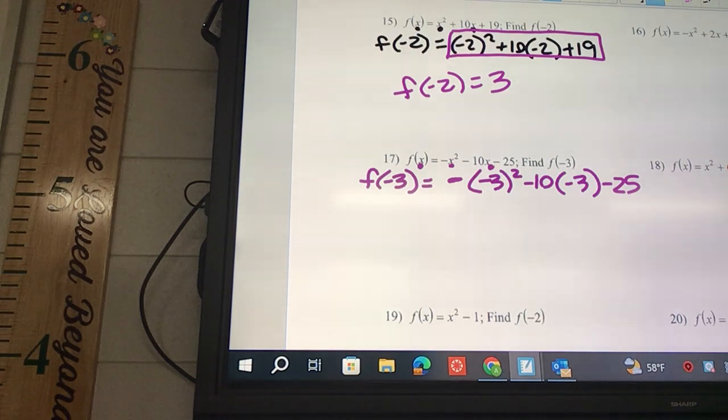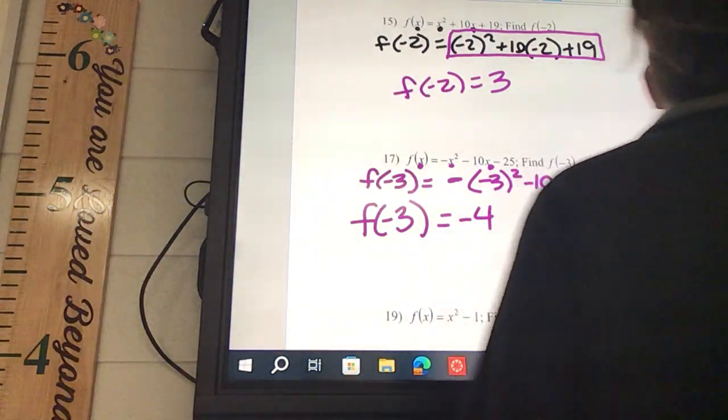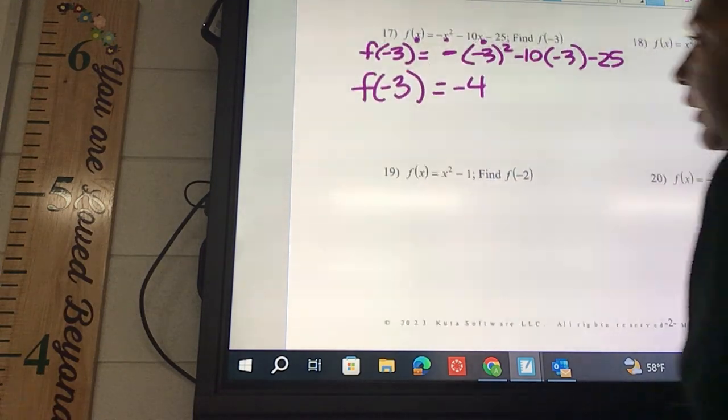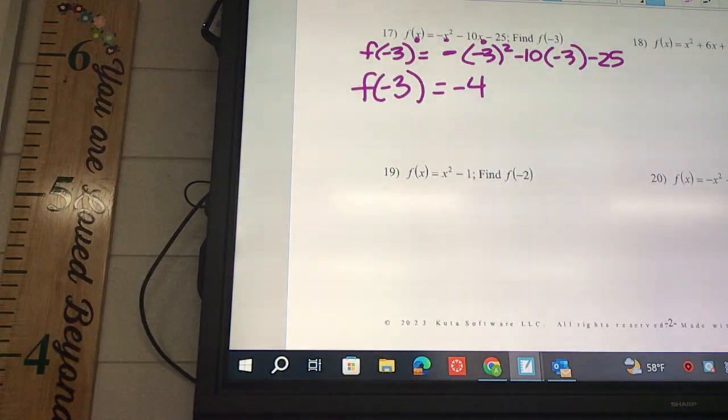Gibson, what do you get? Negative 4. Negative 4? Yep. Okay, even if people are still typing, finish typing. That way you make sure you got the right thing.